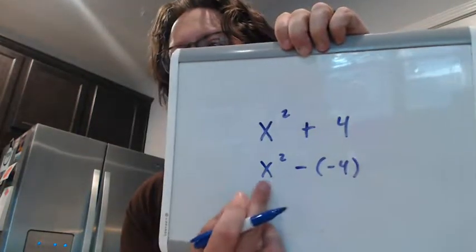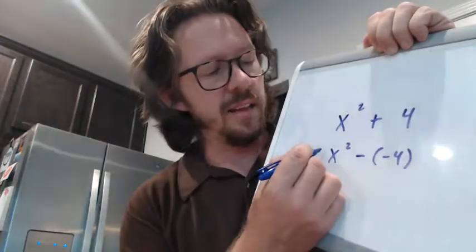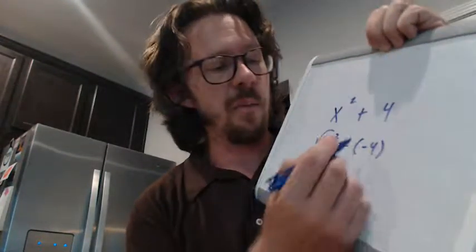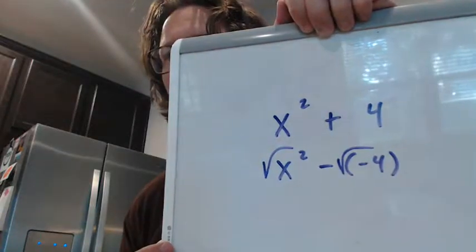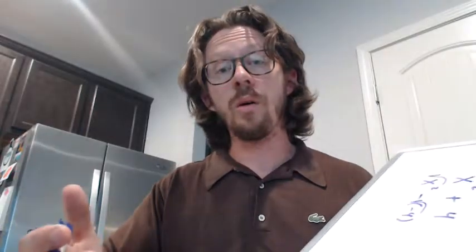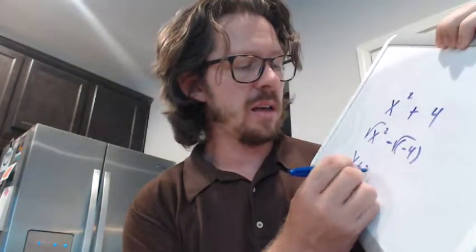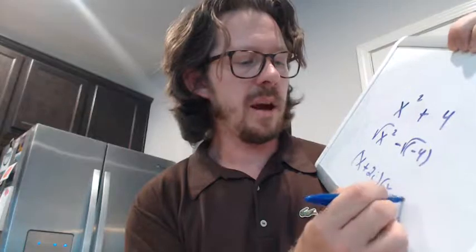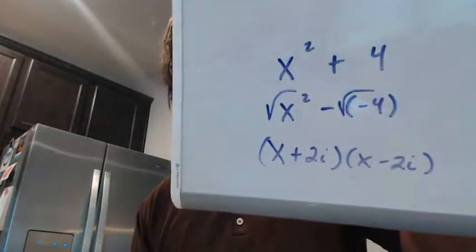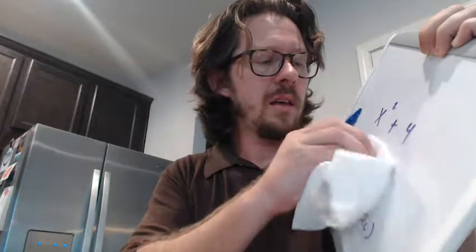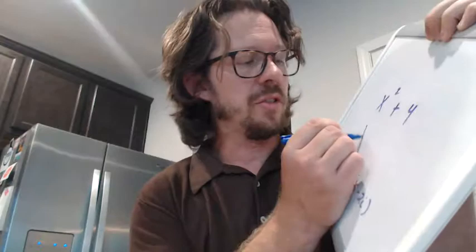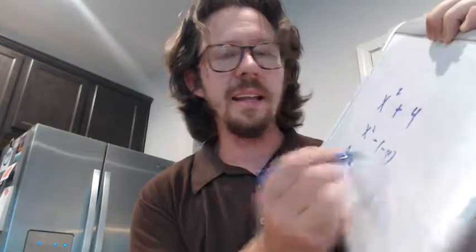Now you might say, okay, I know what's being squared here. You could easily take the square root of that and say, okay, that's going to be x. But what about this over here? Well, what's the square root of negative 4? The square root of negative 4 would be 2i. So actually, watch this, you could say x plus 2i and x minus 2i, like that. And that way you can factor this when you treat it like a difference of squares.